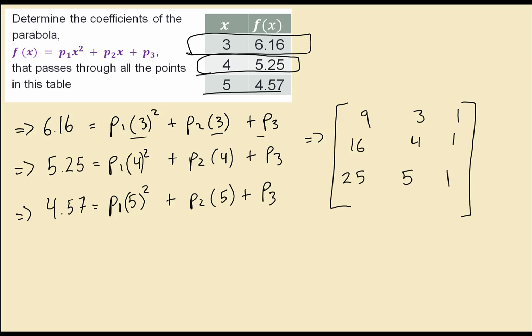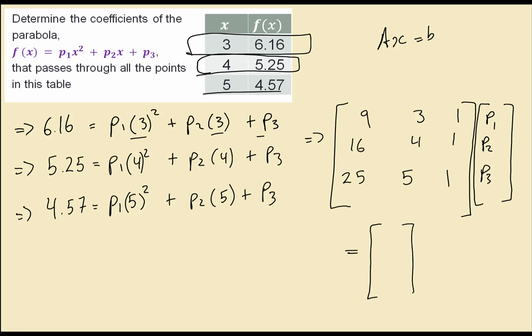So this is multiplied by the vector of unknowns. In this case, the vector of unknowns is P1, P2, and P3. And then this gives us, right? Recall this is the format of AX equals B. So now we're going to get the B vector, which is going to be just the values that we see on this side of the equations: 6.16, 5.25, and 4.57.